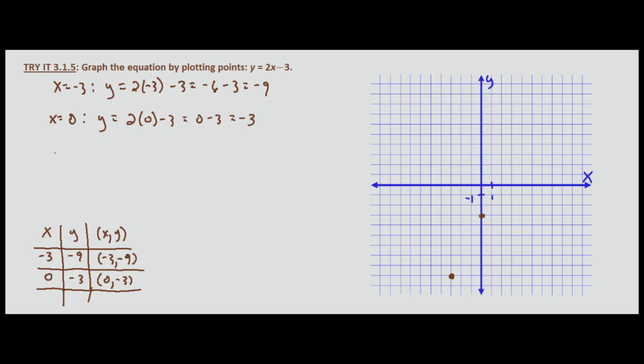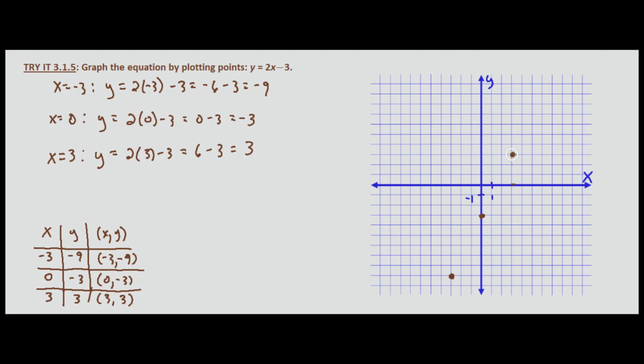And then we'll go ahead and use x equals 3. We always want to use 3 points because even though 2 points determine a line, 3 points will tell us whether or not we made a mistake with our first 2 points. So we substitute x equals 3, y equals 2 times 3 minus 3, which equals 6 minus 3, which equals 3. So when x is 3, y is also 3, which gives us the point 3, 3. So we go 3 units to the right, 1, 2, 3, and 3 units up, 1, 2, 3.